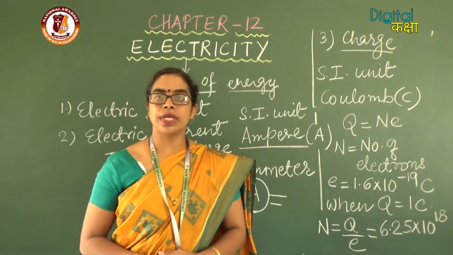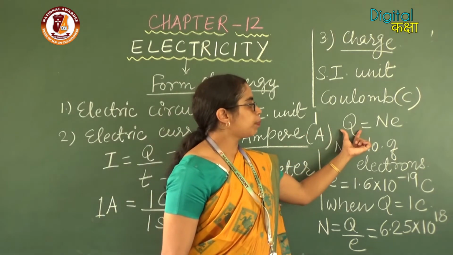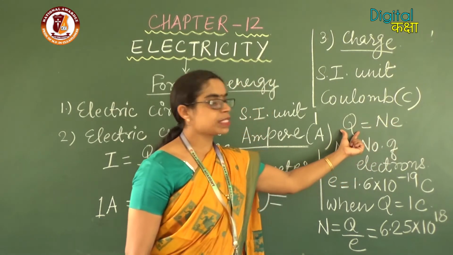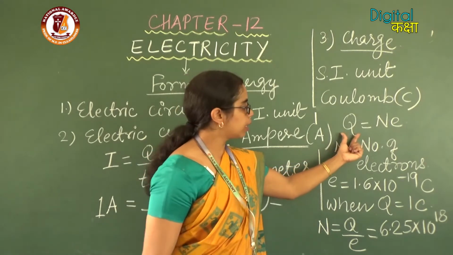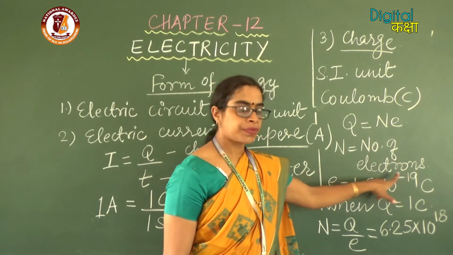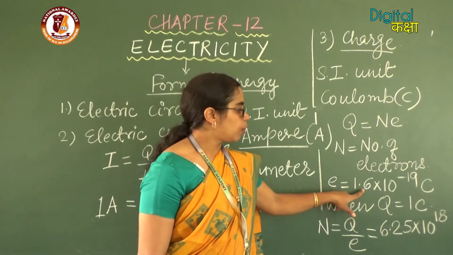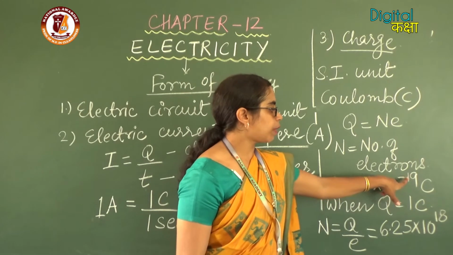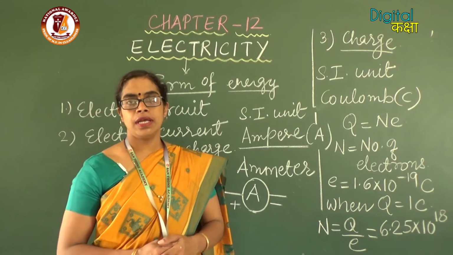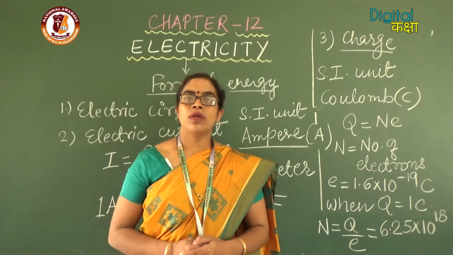When we have to calculate the charge possessed by any object, we have the formula capital Q = N × E, where Q is the charge of that object, N is the number of electrons, and E is the charge of one electron, which is equal to 1.6 × 10^-19 coulomb.